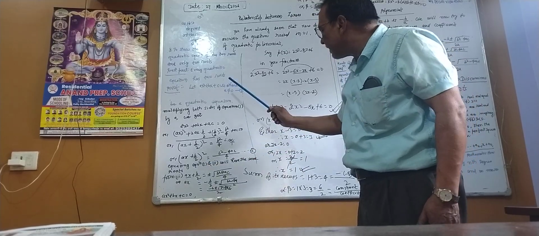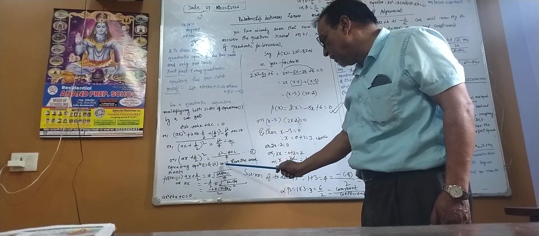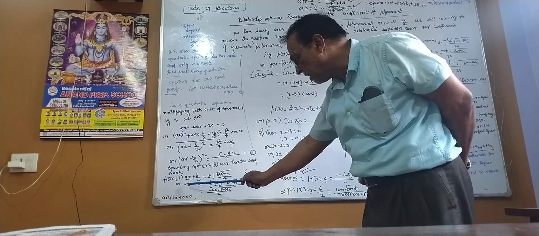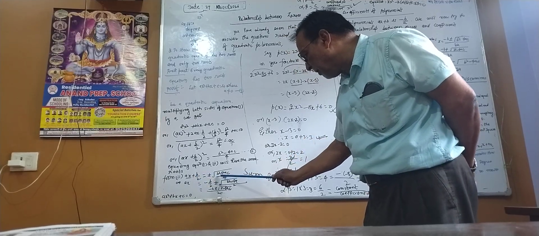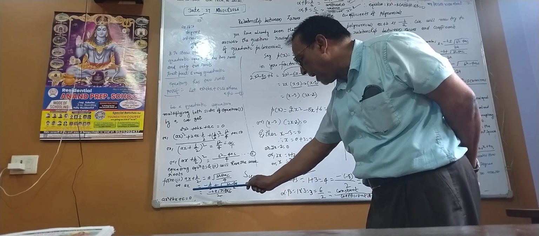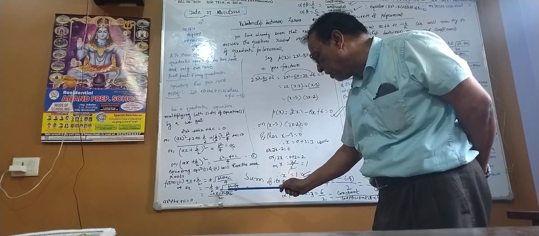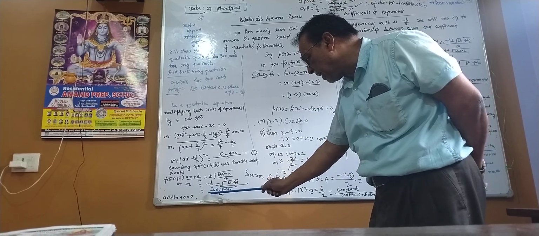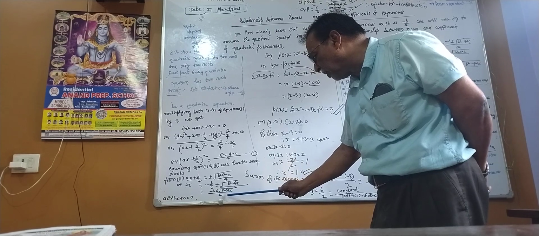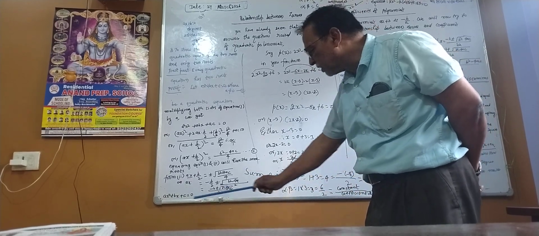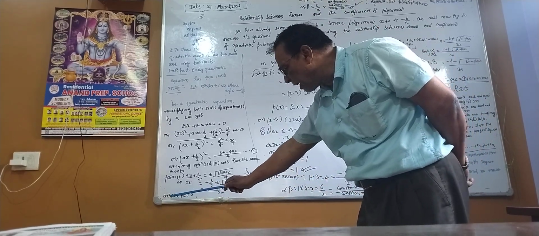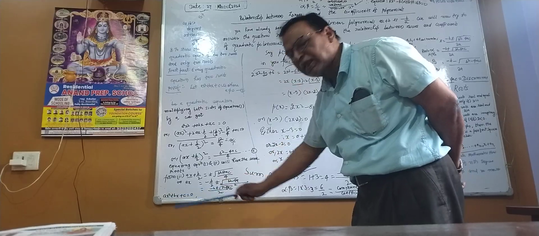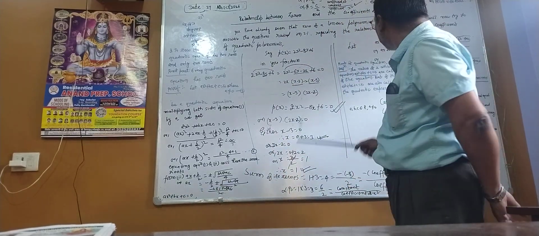Now, equating equation number 1 and 2, we have ax plus b by 2 is equal to plus or minus root under b square minus 4ac by 2. Therefore, x is equal to minus b plus or minus root under b square minus 4ac by 2a. These are the roots of the quadratic equation ax square plus bx plus c is equal to 0.